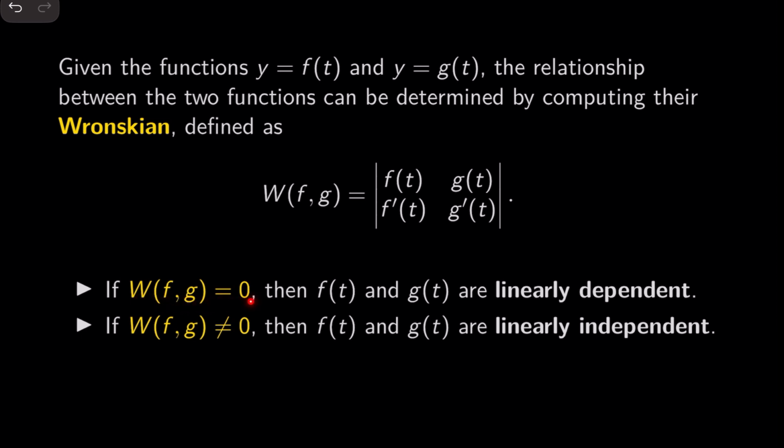If the Wronskian is equal to 0, thus if this determinant is equal to 0, then we say that f and g are linearly dependent. And if the Wronskian is not equal to 0, thus if the determinant is not equal to 0, then we say that f and g are linearly independent.